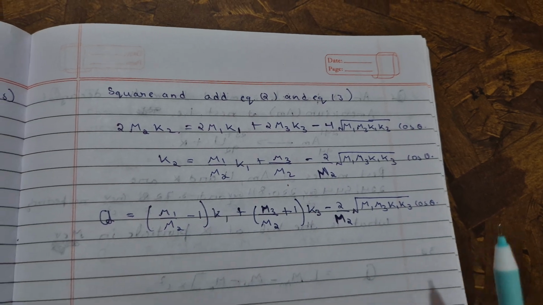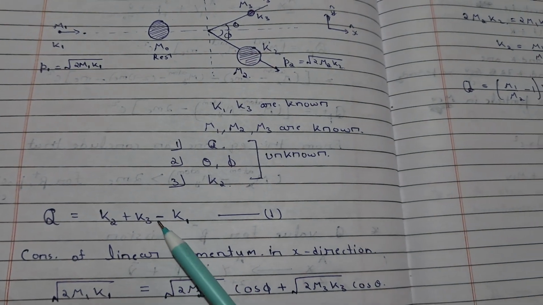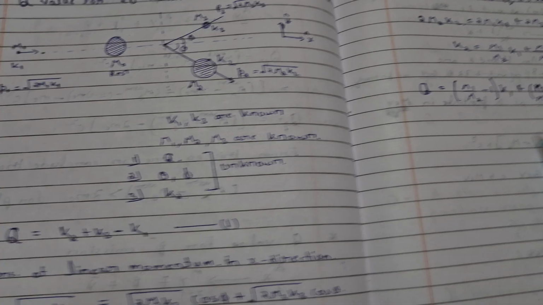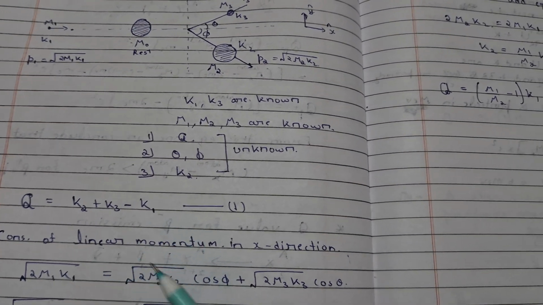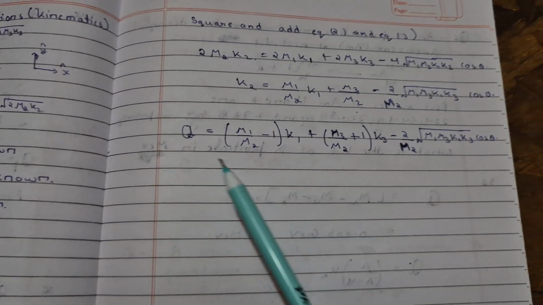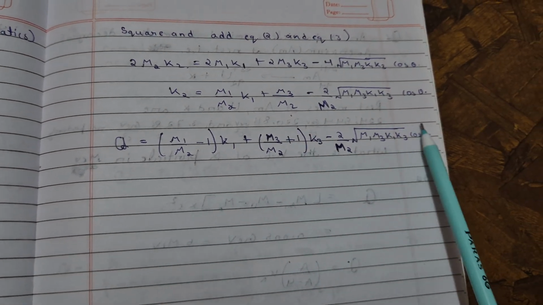And now if they ask you the Q value, Q value is simply K2 plus K3 minus K1. So write the value of K2 from here, and you already know K3 and K1 because these will be given and can be measured. So you can find the Q value and this will be your answer.